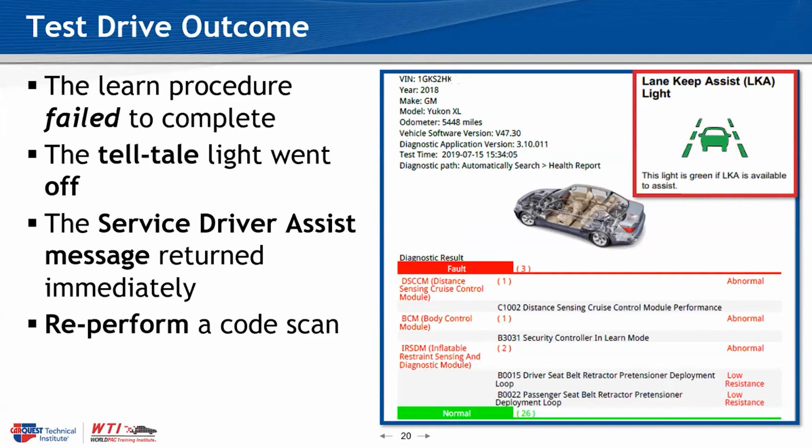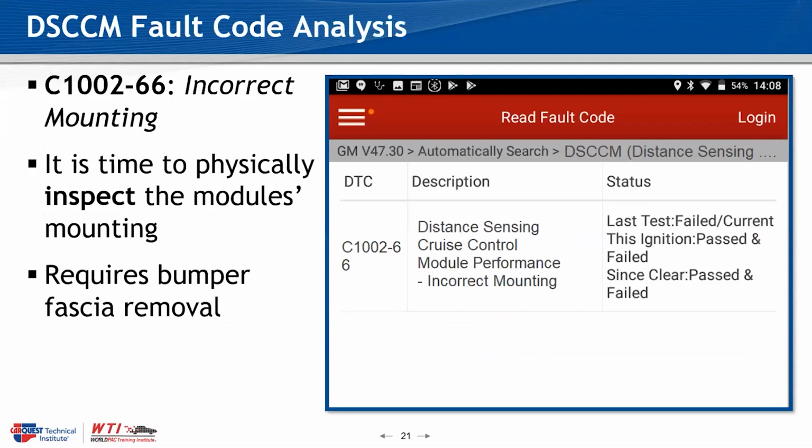So we knew that there was an issue, so we went ahead and just re-performed the scan to see where we stood on service information now. What had happened? Are we getting the same fault? Are we getting a different fault? Where do we go from here? And we were actually given a different fault, a C1002, the distance sensing cruise control module performance error. And we actually went into the module to get more information, because there are descriptor codes at the end of these. This descriptor was 66, which meant incorrect mounting.